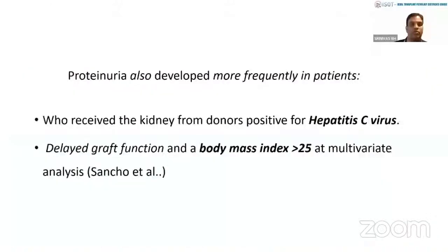The other causes for post-transplant proteinuria, according to the literature, include patients who received a kidney from donors positive for hepatitis C virus. That is also causing post-transplant proteinuria, and other factors are delayed graft function, and especially a body mass index more than 25, which in multivariate analysis also causes post-transplant proteinuria. So we need to look out for hepatitis C virus donors as well as a body mass index of more than 25, which raise the chances of post-transplant proteinuria.